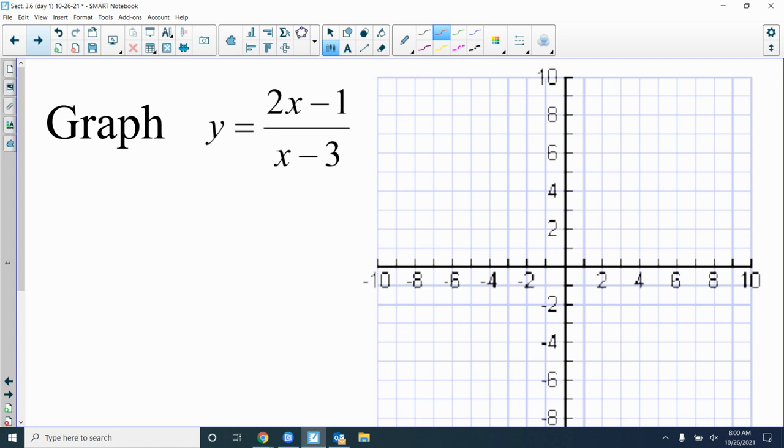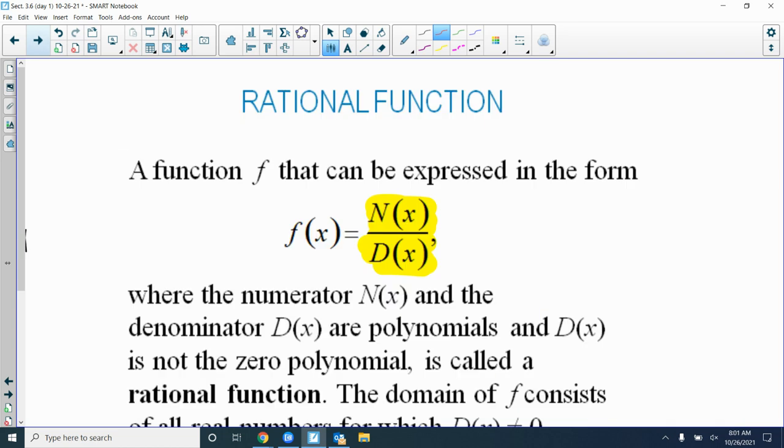So this is an example of a rational function. This is something that we're going to get to. You should know, what is the vertical asymptote of that? 3. It's where it doesn't exist. Okay, 3. So we'll get to that a little bit later.